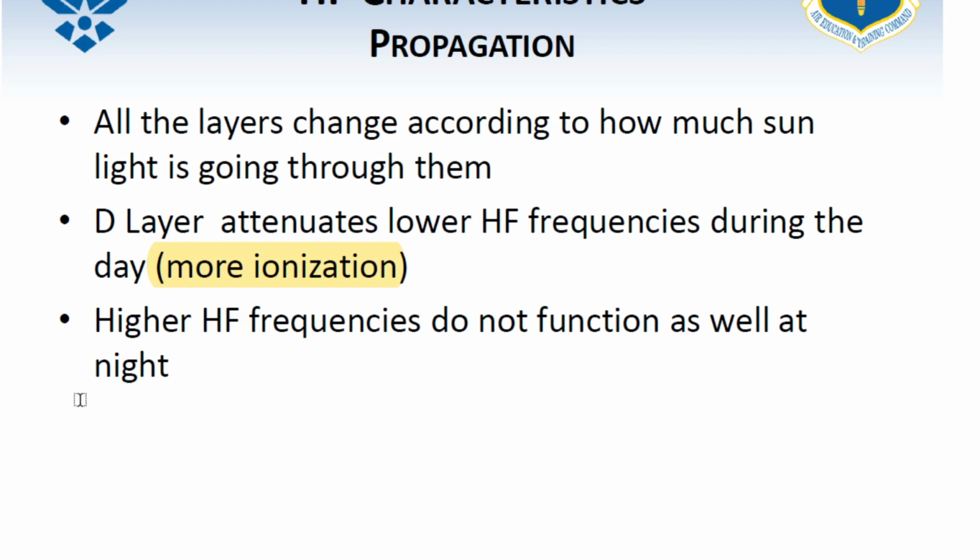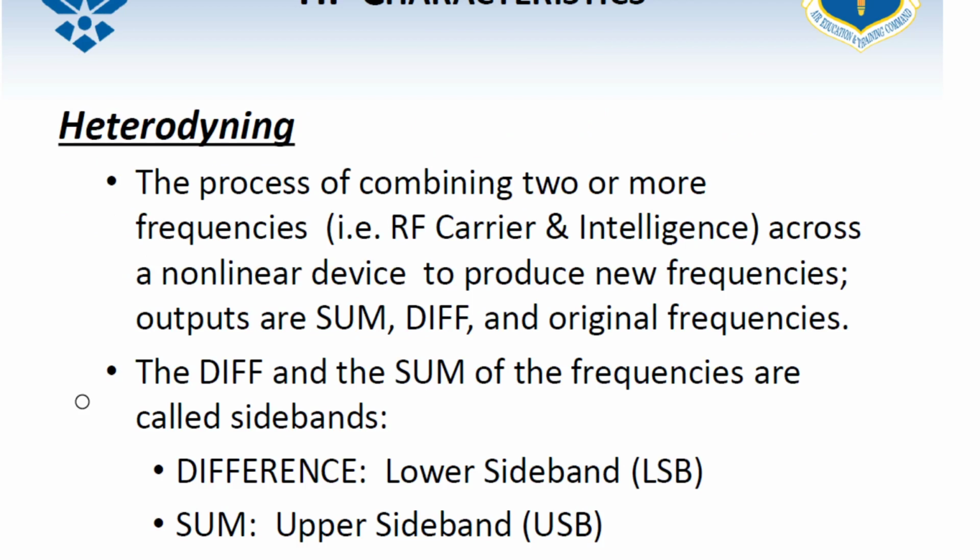All right, so up next, we're going to learn about heterodyning. It's the process of combining 2 or more frequencies, i.e. the RF carrier and the intelligence, across a nonlinear device to produce new frequencies. The outputs are the sum, difference, and original frequencies. The sum and the difference are called sidebands. The difference is your lower sideband, and your sum is the upper sideband.